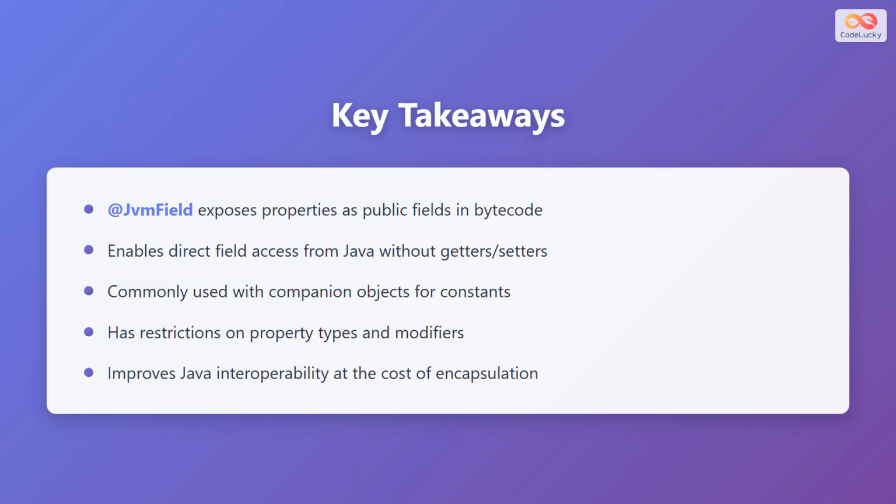Let's recap the key points. @JvmField exposes properties as public fields in bytecode rather than generating getter and setter methods. It enables direct field access from Java without accessor methods, making interop more natural. It's commonly used with companion objects for constants that need to be accessed from Java. Remember that it has restrictions on property types and modifiers to maintain type safety. Finally, while it improves Java interoperability, it comes at the cost of some encapsulation. Use it wisely when direct field access is genuinely needed.